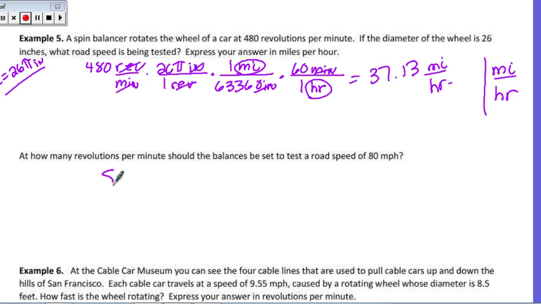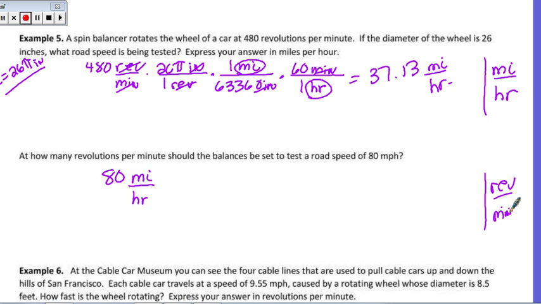At how many revolutions per minute should the balancer be set to test a road speed of 80 miles per hour? So now I'm starting at 80 miles per hour, and now I want to get to revolutions per minute. Okay, so let's just kind of deal with a couple of things.